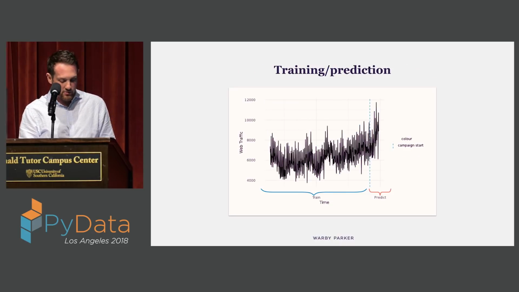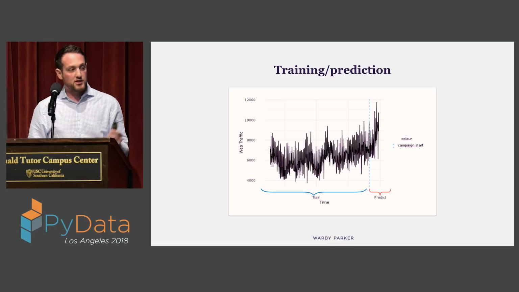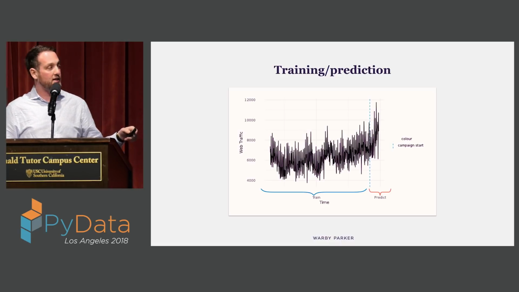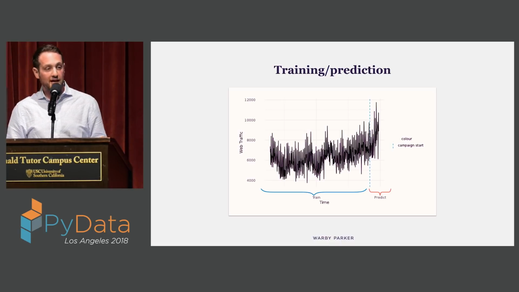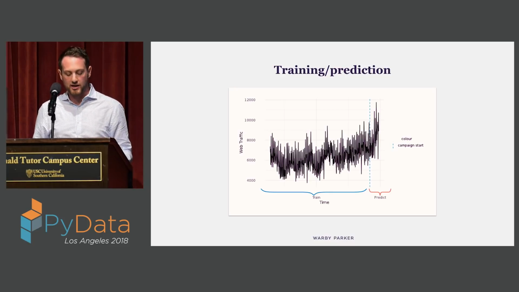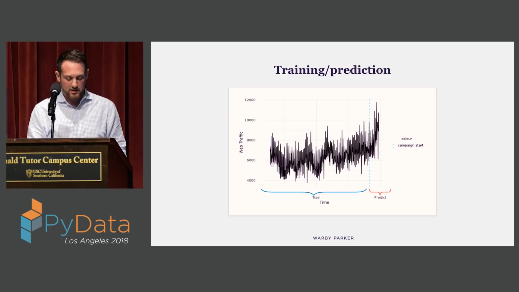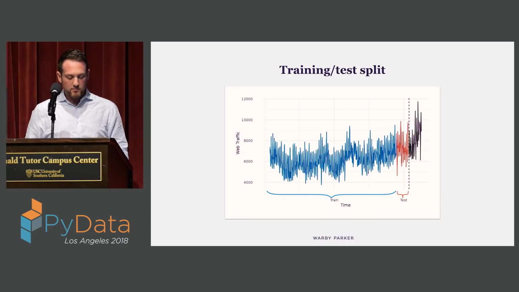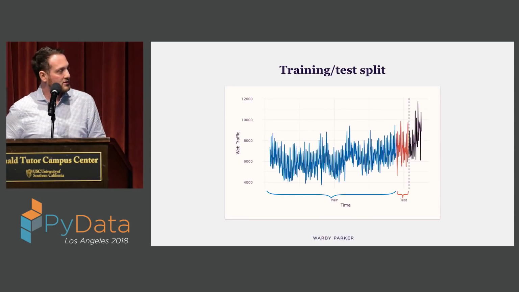So what that means is that we're going to use the historical data up until the beginning of the campaign as our training data, and then make a prediction for each time step during the campaign. But of course, as good data scientists, we also need to be able to test our model, and we want to do that on out-of-sample testing data.